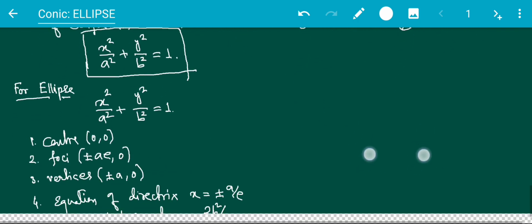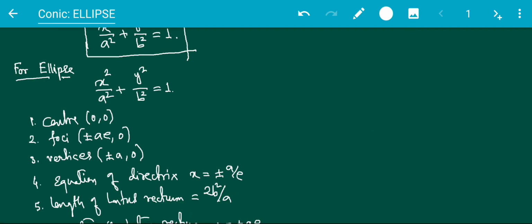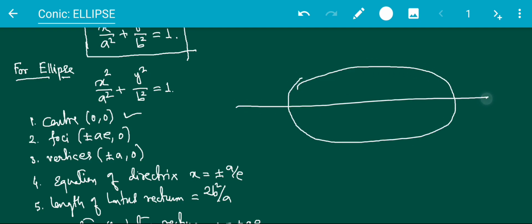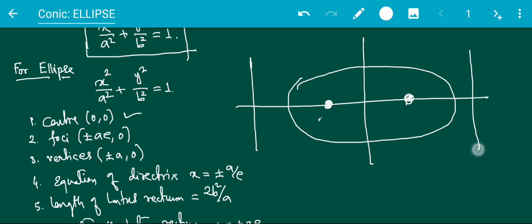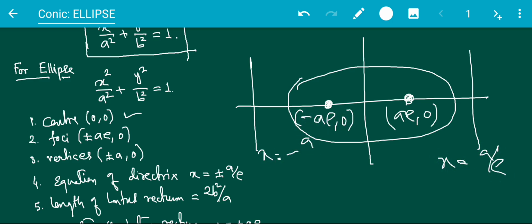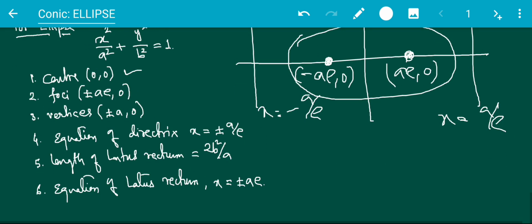Now what to take from this? For the ellipse, x square by a square plus y square by b square equal to 1. The center is 0 comma 0. The foci: you remember the process with which we found this focus. Following the same formula for this side, we can find the focus on this side also. So there are two foci and two equations of directrix. So the foci are plus minus a e comma 0: this side is ae comma 0 and this side is minus ae comma 0. The directrices are x equal to a by e and x equal to minus a by e. Clear? The length of the latus rectum is 2b square by a, and the equations of the latus rectum are x equal to plus minus ae.